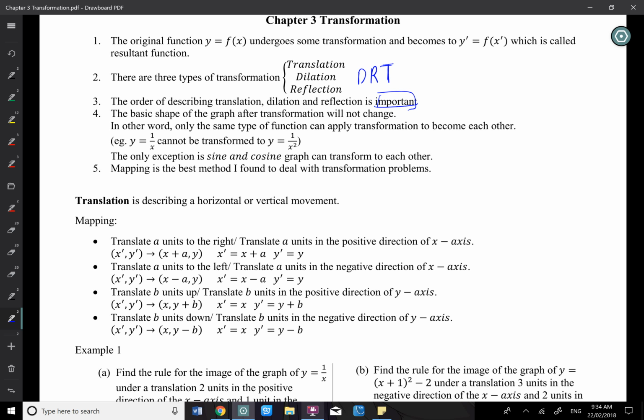So number 4, the basic shape of the graph after transformation will not change. What that means is hyperbola graphs are not going to, under transformation, become a truncus graph. If the shape changed, you follow the same shape, which means after the transformation it is still the same type of question. It's still exactly the same thing.